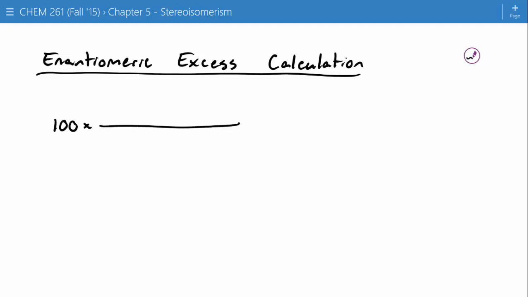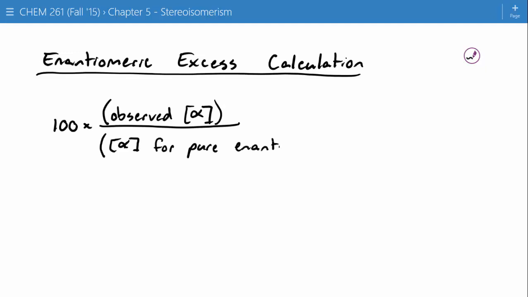And so the way they do this is they first take 100 and then they multiply it by the observed rotation. And for rotation, I'm going to use this alpha symbol. And we divide that by the rotation that's expected for a pure enantiomer. And this gives you your enantiomeric excess, which I call EE percent.